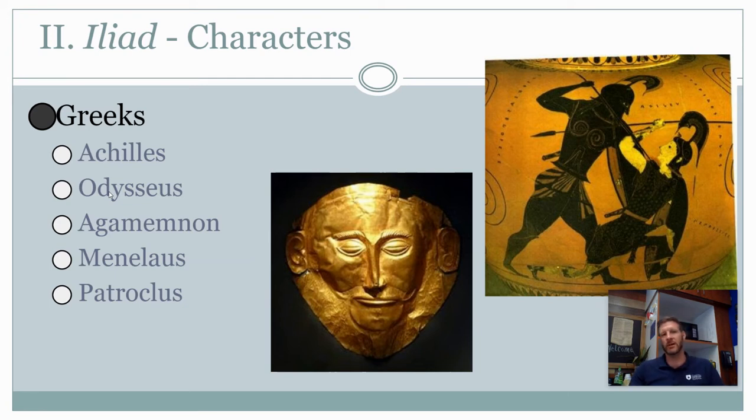But the main characters are Achilles, Odysseus, Agamemnon, Menelaus, and Patroclus. They are the Greeks, so they are the attackers. They are the besiegers of the city, trying to win back Helen. The main character is Achilles. Achilles is the foremost skilled warrior of the Greeks, and he is leading the charge. He is the one they need on their side, and whenever Achilles fights, they're winning, and whenever Achilles doesn't fight for various reasons, they lose.